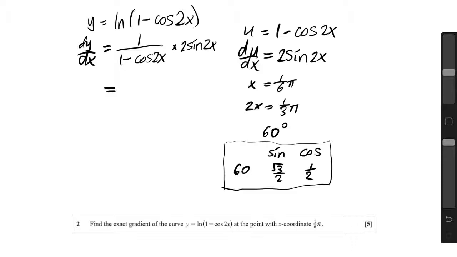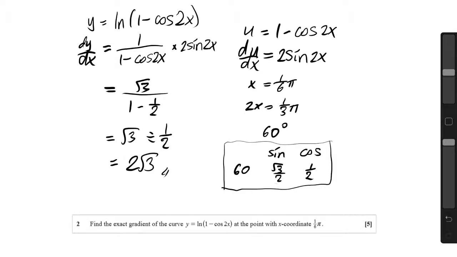But that set aside, let's keep doing this question. So sine of 2x gives me root 3 on 2, and we have a 2 prefix, which means that we just have a root 3 on top, divided by 1 take cosine of 2x is a half, which gives me root 3 divided by a half, which is just 2 root 3. And that is the solution to the second question.